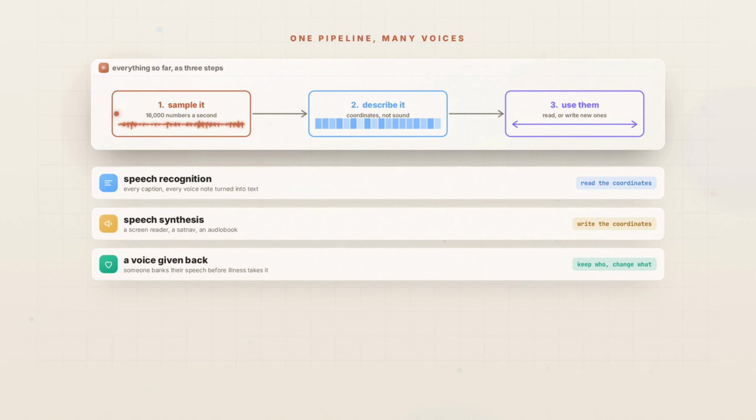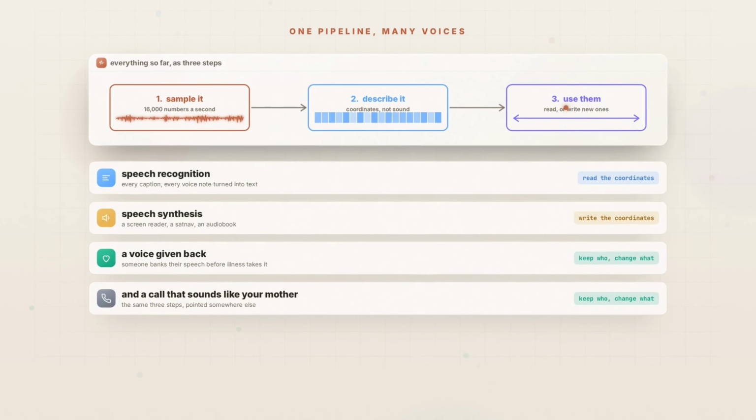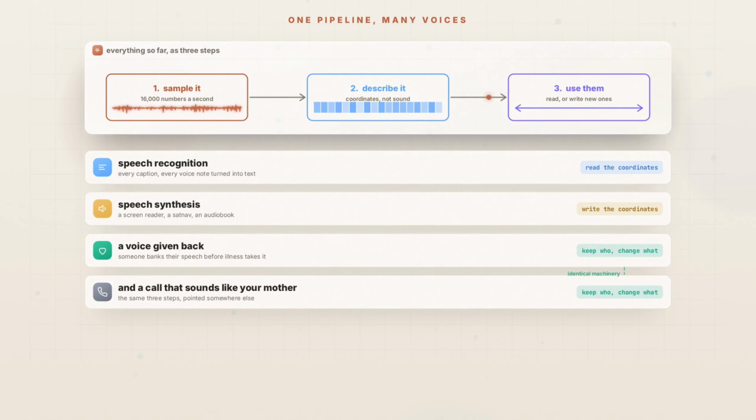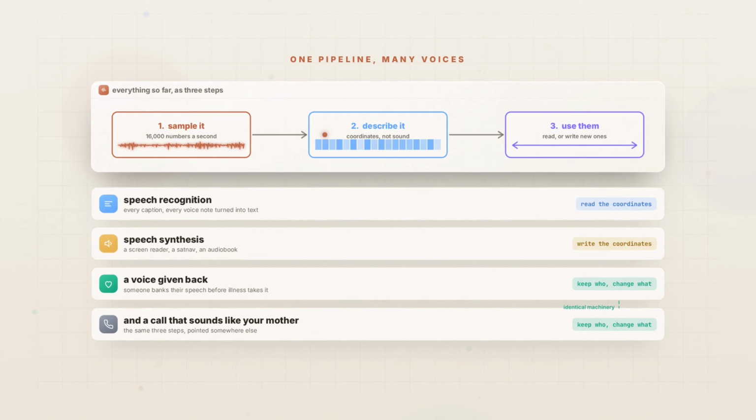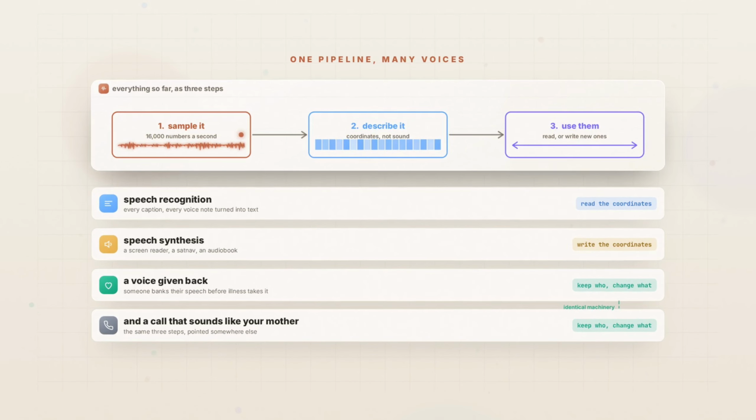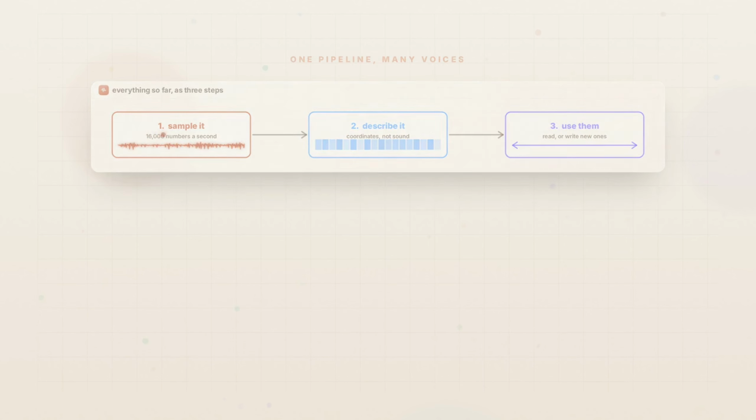That's how somebody banks their voice before illness takes it. And it's how a call sounds like your mother. Same machinery pointed somewhere else. Same 3 steps every time. All that changes is which end you're holding. Speech stopped being sound to a machine somewhere along the way. It just became numerical coordinates.